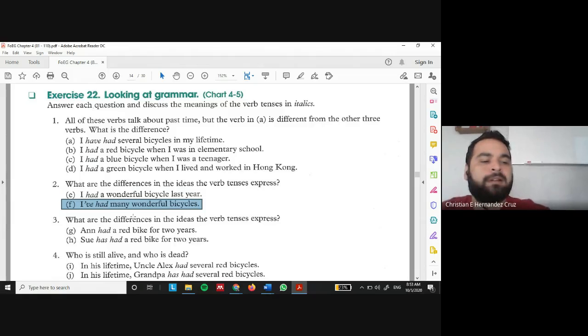I'm running out of battery, 1 second. Okay. What was I saying? Okay, so it doesn't specify anything about the bicycles when you've had them.